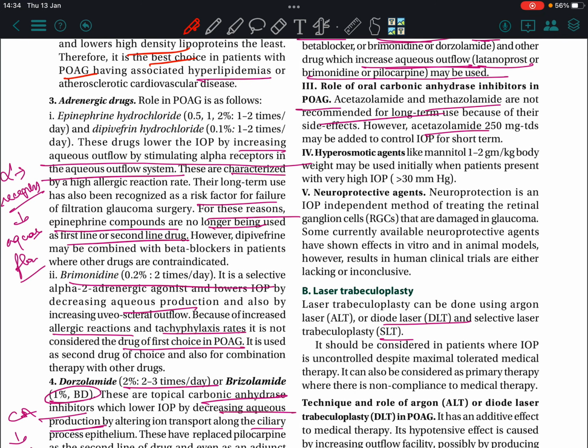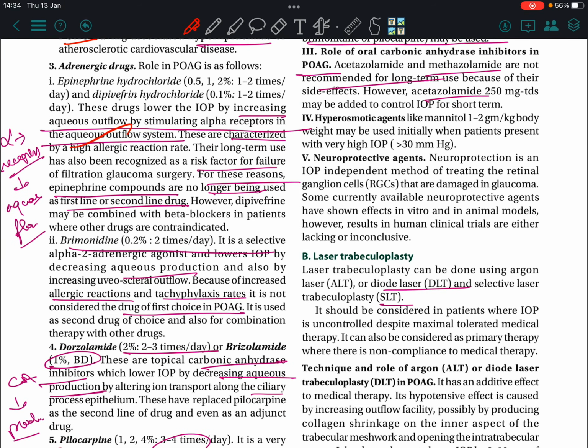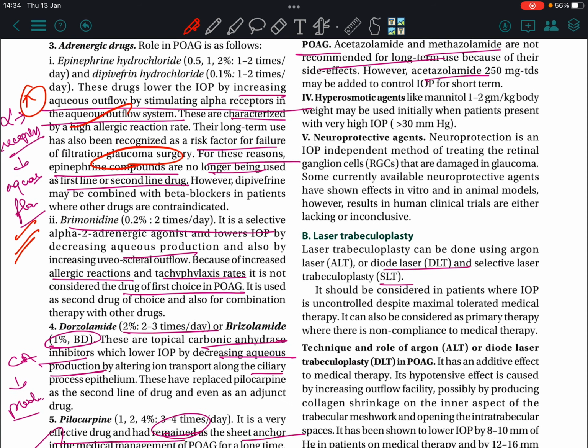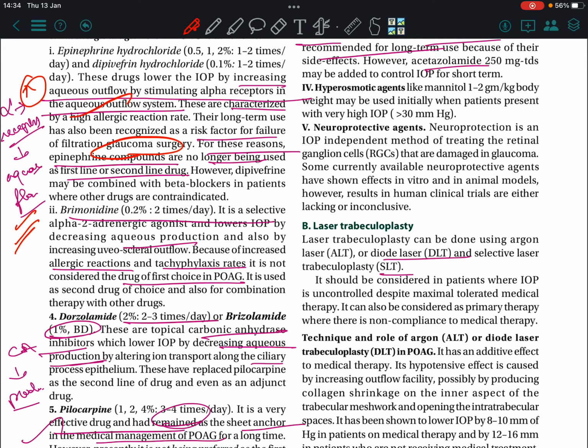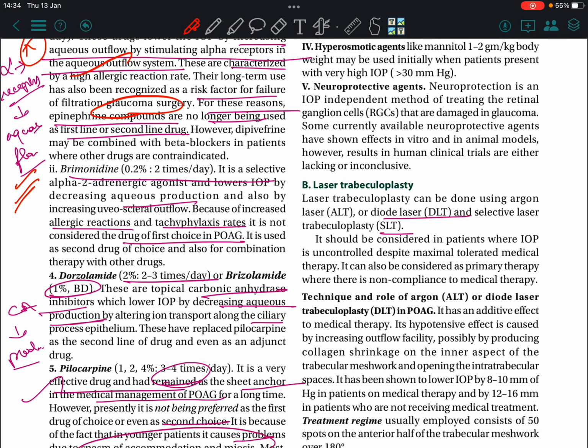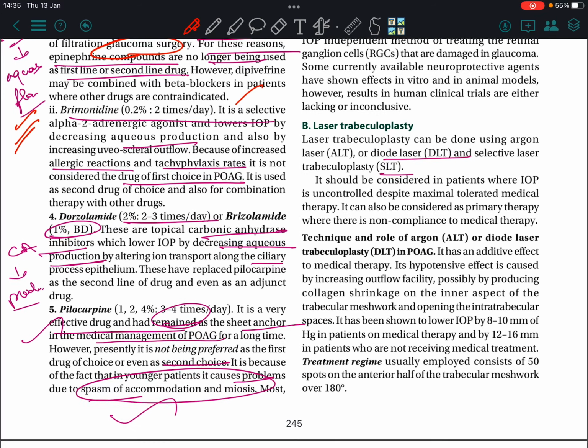Adrenergic drugs: epinephrine hydrochloride, dipivefrin hydrochloride. These drugs lower the IOP by increasing aqueous outflow by stimulating alpha receptors in the aqueous outflow system. Epinephrine compounds are no longer being used as first line or second line drugs because of the risk factor for failure of filtration glaucoma surgery. However, dipivefrin may be combined with a beta blocker in patients where other drugs are contraindicated.